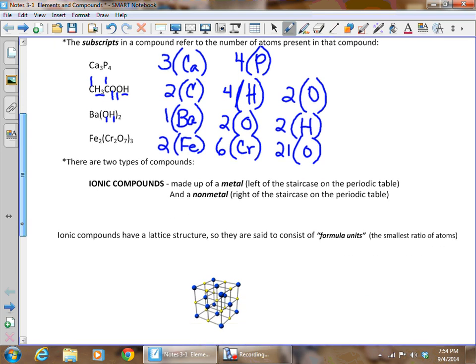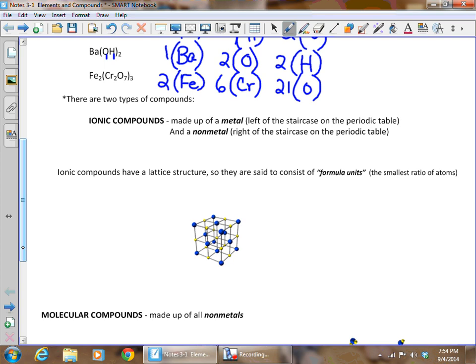Now there are 2 different kinds of compounds, and those 2 compounds are identified based on what they're made up of. An ionic compound is the first type. An ionic compound always has a metal.